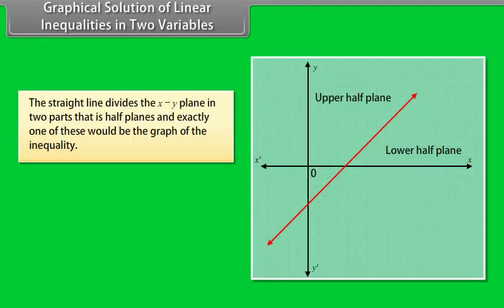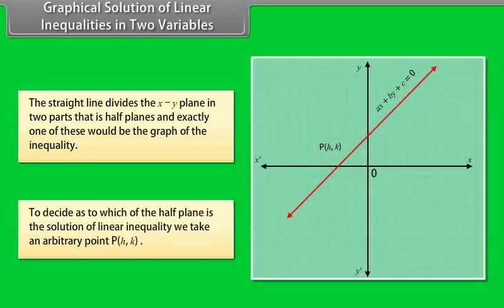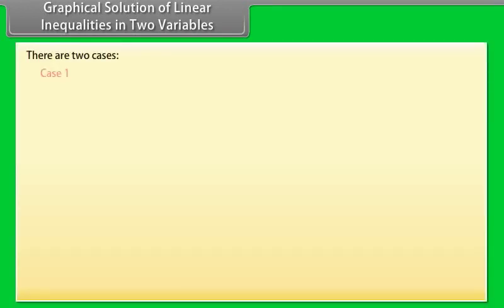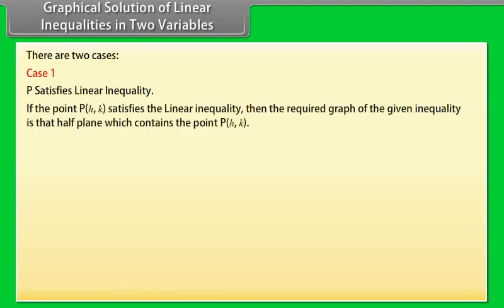The straight line divides the xy plane in 2 parts, that is, half planes, and exactly one of these would be the graph of the inequality. To decide which of the half planes is the solution of the linear inequality, we take an arbitrary point P(h, k). There are 2 cases. Case 1. P satisfies the linear inequality. If the point P(h, k) satisfies the linear inequality, then the required graph of the given inequality is that half plane which contains the point P(h, k).